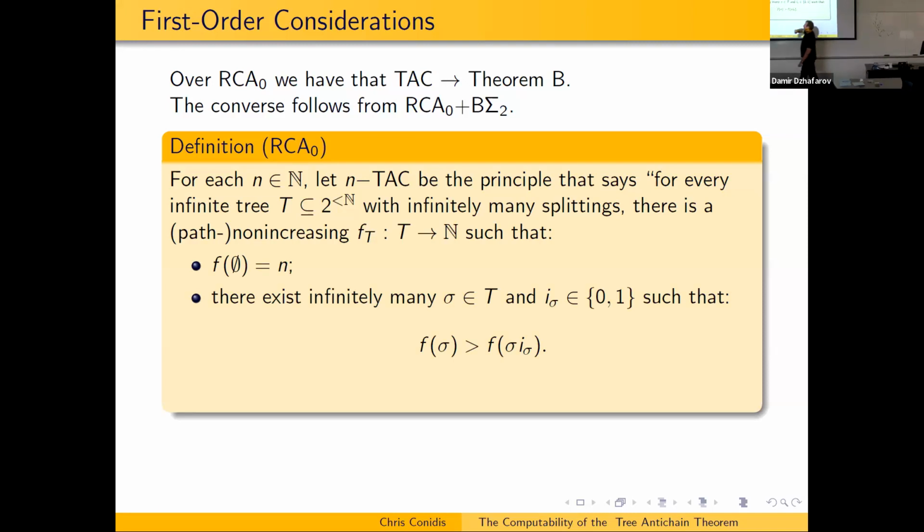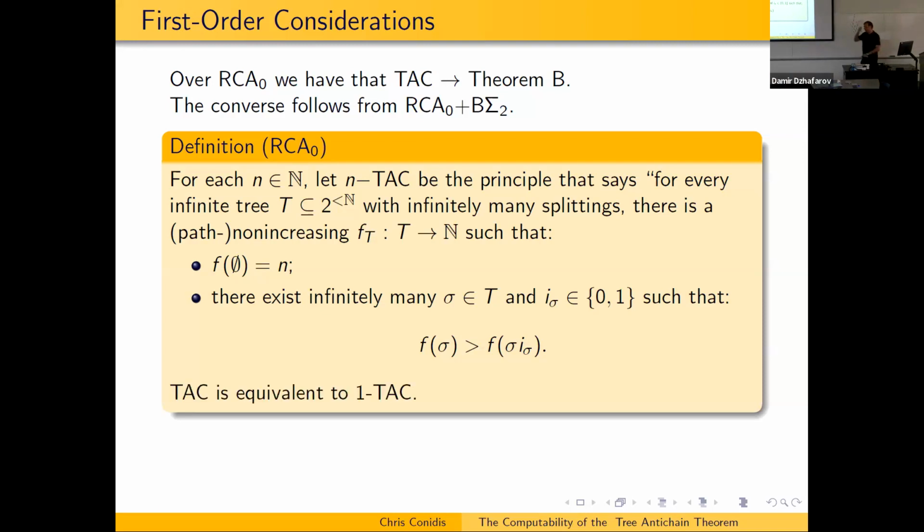in the first bullet point here, this n is the same as the n up there. So for n TAC, at the root, you start with n, and then as you go up the tree, your function can either stay the same at n or it can decrease. But the second bullet point says your function has to decrease along paths infinitely often. There have to be infinitely many strict decreases along a path. You start at n at the root.